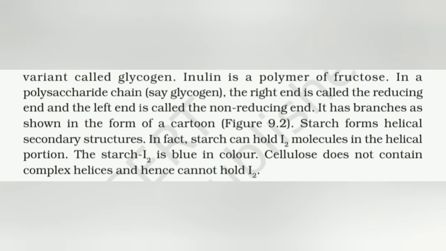Starch forms a helical secondary structure. In fact, starch can hold iodine molecules in the helical portion. The starch iodine complex is blue in color. Cellulose does not contain complex helices and hence it cannot hold I2. So we can distinguish between cellulose and starch. If you put iodine over starch and cellulose, starch will give blue color with the iodine while cellulose will not change its color.